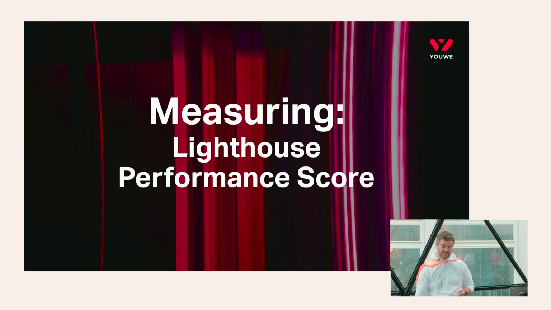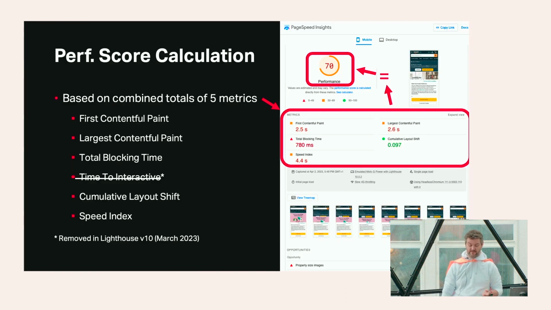Again, we'll go back to Lighthouse first. So you get this score. It's based on these 5 metrics. There were 6, but 1 got removed last month, which is time to interactive. The other 4, some of them are part of the Core Web Vitals, some of them are just different metrics that measure similar things. They all fit into those 3 buckets of loading, interactivity, or stability.